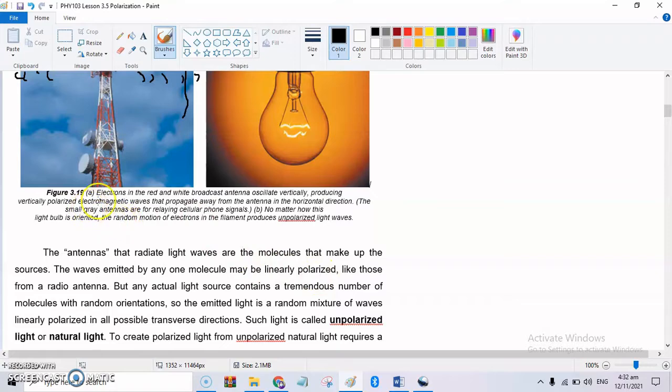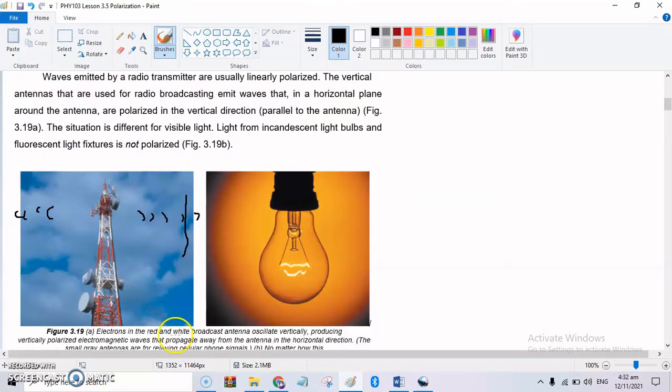Figure 3.19a, electrons in the red and white broadcast antenna oscillate vertically, producing vertically polarized electromagnetic waves that propagate away from the antenna in the horizontal direction. So, ang ating electromagnetic waves are vertically polarized. They are vertically polarized and traveling horizontally from the antenna.